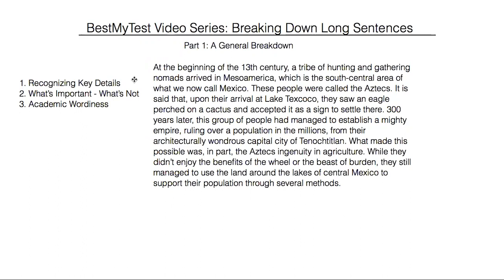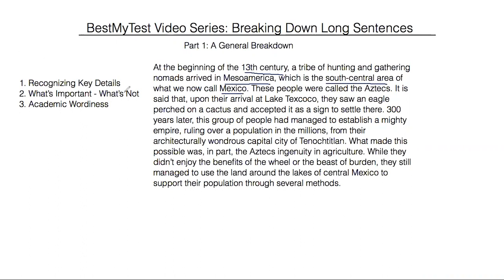So what should you look for when you're looking at a long sentence, and how should you determine what's key? Well, let's look at sentence number one. This sentence is fairly long. It has lots of commas, clauses, so it gives you that feel of how am I going to pull out what I need from here? Typically, key details will be dates, times, or names. So here we have 13th century, a time period, and we have a location, Mesoamerica, and then we follow this with a clause about where Mesoamerica is, south central area of currently Mexico.